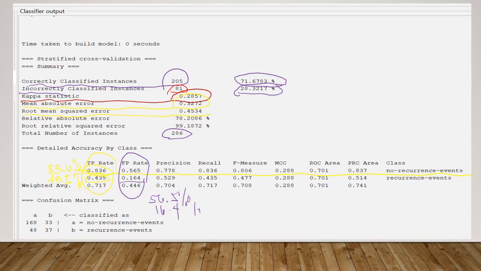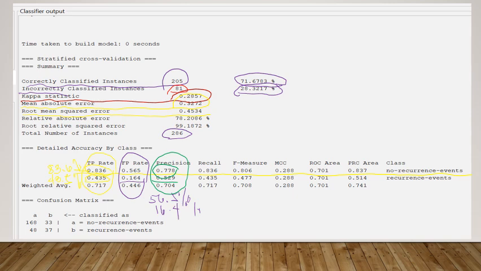So for our precision, next we have our precision. For the no recurrence event, we have here 77.8%, meaning that when the model predicted no recurrence event, it was correct 77.8% of the time. And when it predicted recurrence event, it has 52.9%, indicating a lower certainty in its predictions for this class.